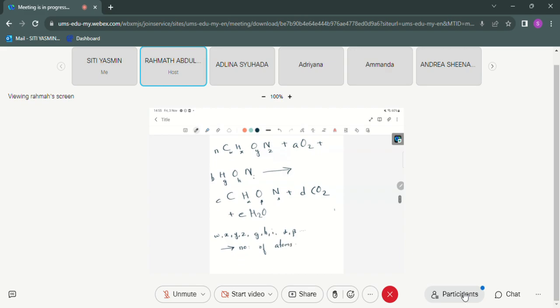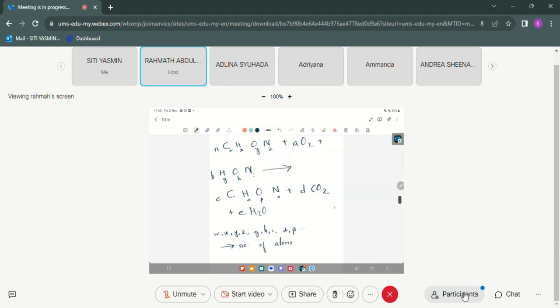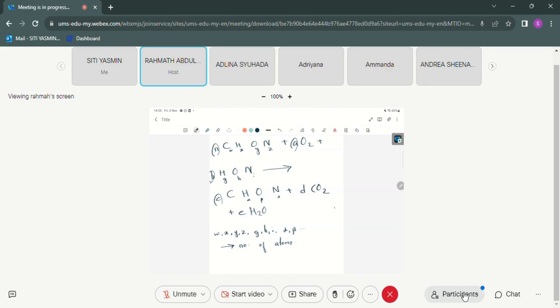Now the next thing you can see is these ones, like N, A, B, C. All of these, A, B, C, D, E, we call stoichiometric coefficients.